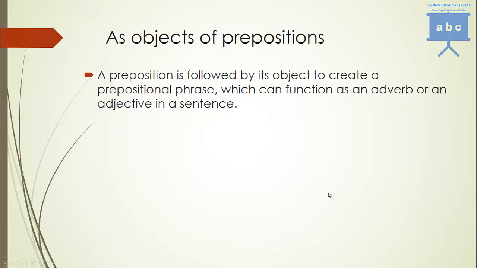Okay, and a noun clause can act as an object of a preposition also. A preposition is followed by an object to create a prepositional phrase. A group of words which has a preposition as its head is called what? A prepositional phrase, which can function as an adverb or an adjective in a sentence.